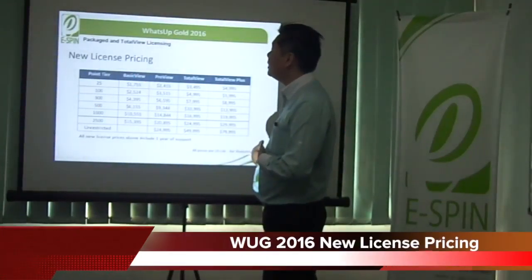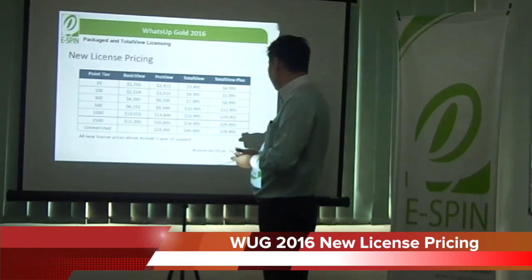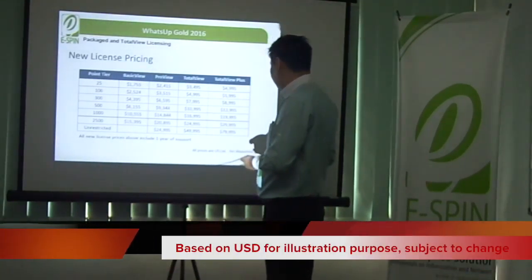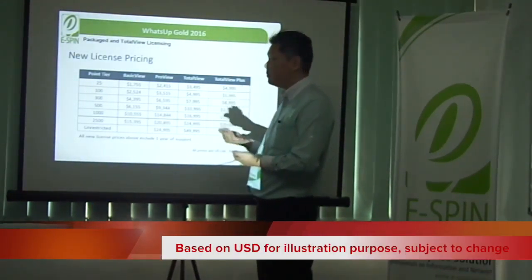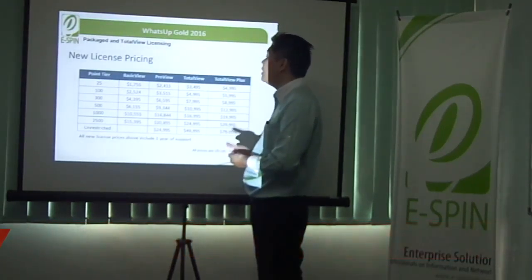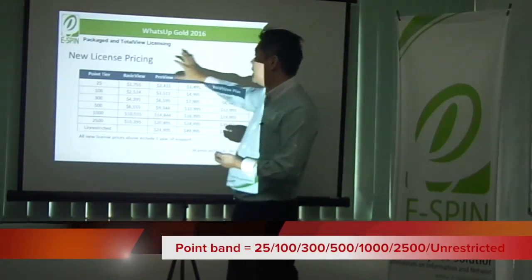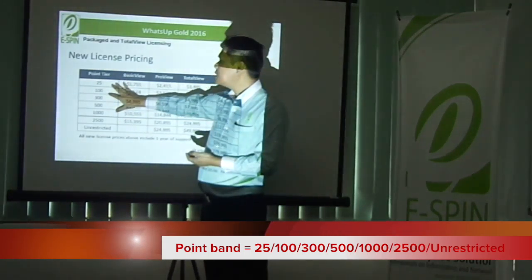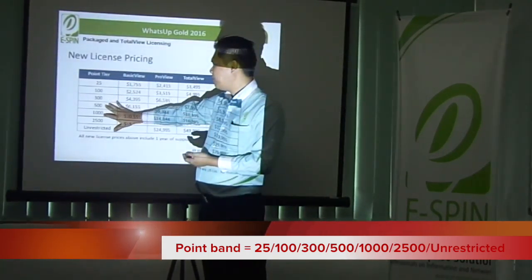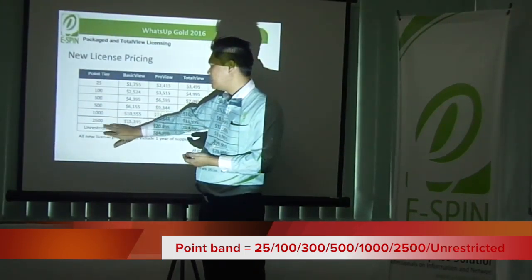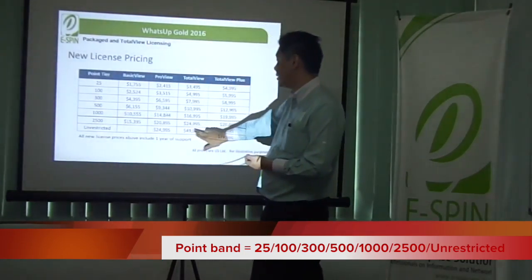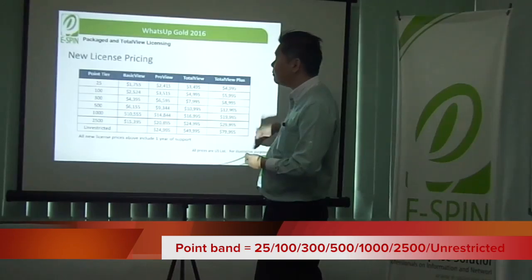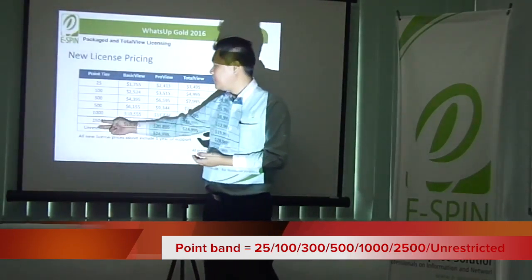Here, we can quickly look at the new licensing pricing. Of course, it is in USD for reference purposes. It may change from time to time. However, you can see that the device points we're talking about are 25 to start, 100, 300, 500, 1000, 2000, and then it jumps to unrestricted already. Compared with previously, we had something else in between here.